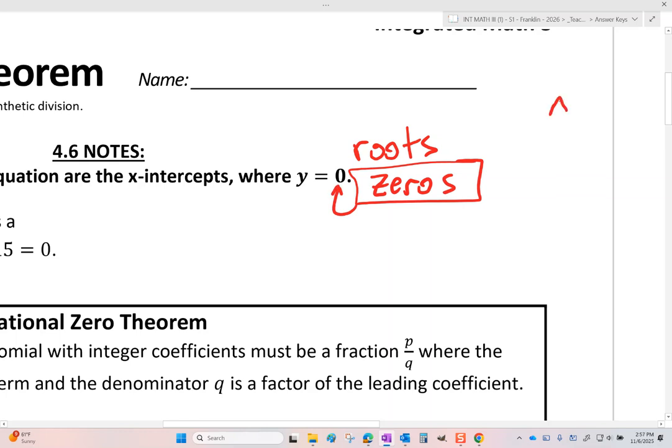For example, if you graph a quadratic equation, typically what we call the solutions are where the parabola intersects the x-axis. So those are also called roots or zeros.